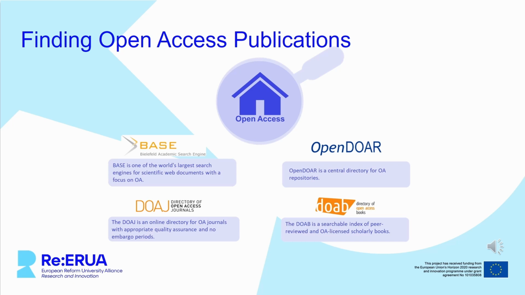The Directory of Open Access Journals lists over 18,000 open access journals with appropriate quality assurance and no embargo periods. All in all, more than 7.7 million articles can already be found there. Finally, the Directory of Open Access Books contains over 58,000 scholarly books. Of course, most publications are also accessible through Google or Google Scholar, but it doesn't have to be Google. Local catalogs of academic libraries also contain open access publications via standardized interfaces and are very helpful for research.